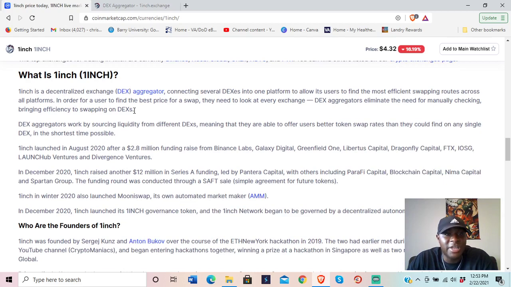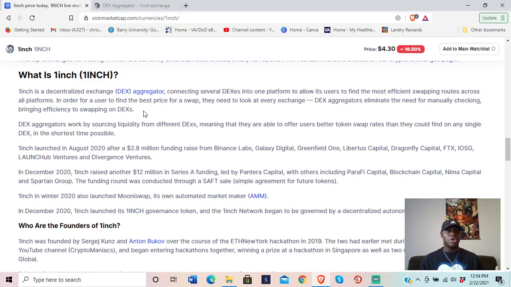1inch is a decentralized exchange, or DEX aggregator, connecting several DEXs into one platform to allow users to find the most efficient swapping routes across all platforms. In order for a user to find the best price for a swap, they need to look at every exchange. DEX aggregators eliminate the need for manually checking, bringing efficiency to swapping on decentralized exchanges. Okay, so I think this is the second or third crypto project that we're looking at where they're trying to bring in a more efficient way of trading crypto assets, because we have crypto assets all over the place.